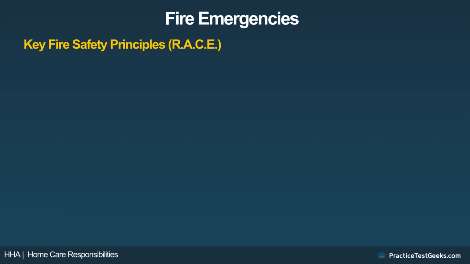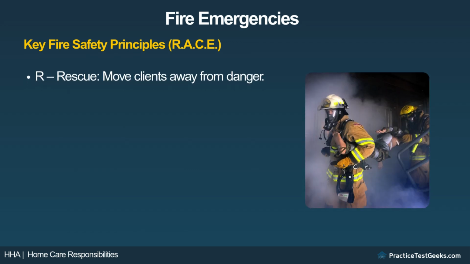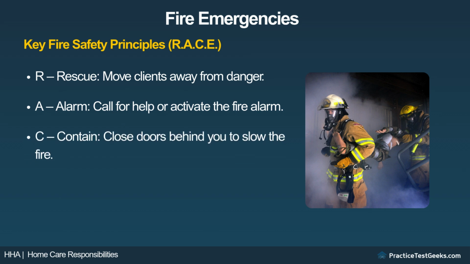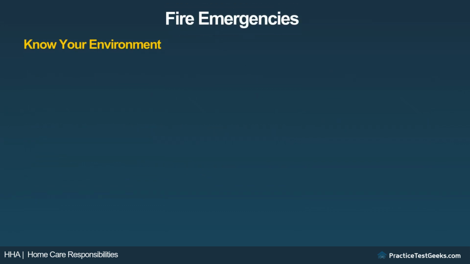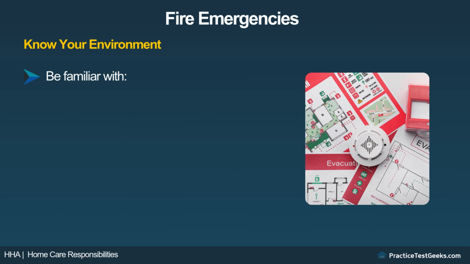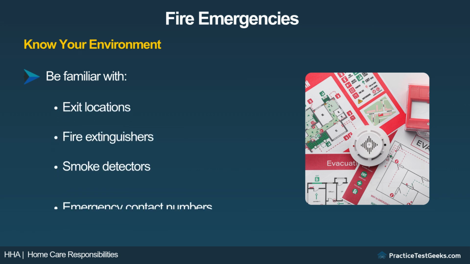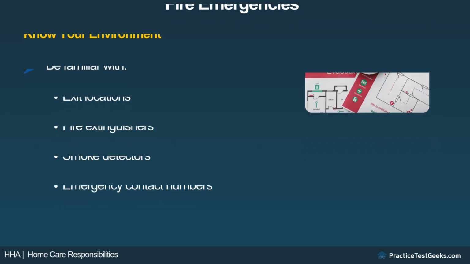Key fire safety principles: RACE. R, rescue: move clients away from danger. A, alarm: call for help or activate the fire alarm. C, contain: close doors behind you to slow the fire. E, extinguish: use a fire extinguisher only if trained and safe to do so. Know your environment: be familiar with exit locations, fire extinguishers, smoke detectors, and emergency contact numbers.